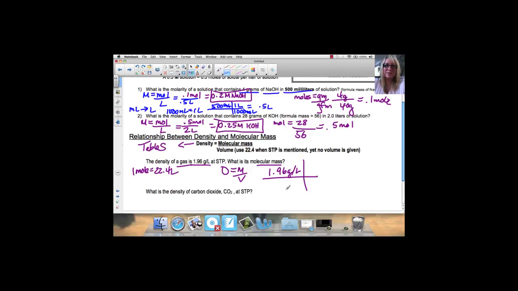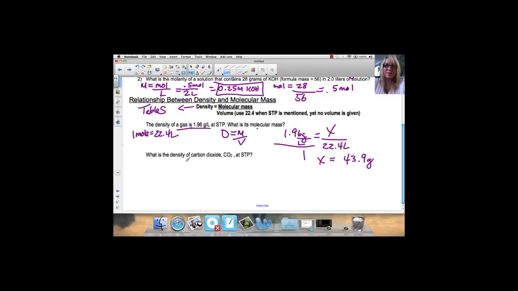And why am I setting up dimensional analysis? So you've got 1.96 grams per liter equals, we don't know the mass, but we know the volume is 22.4 liters. So you can just simply put a 1 here, cross multiply, x equals 22.4 times 1.96, and that's going to equal 43.9 grams.